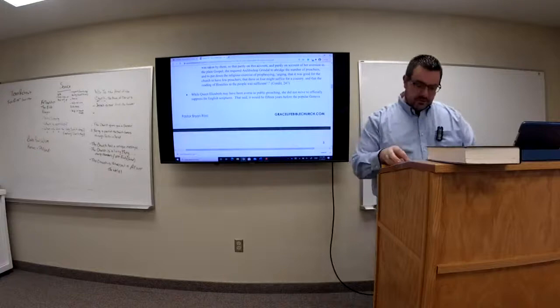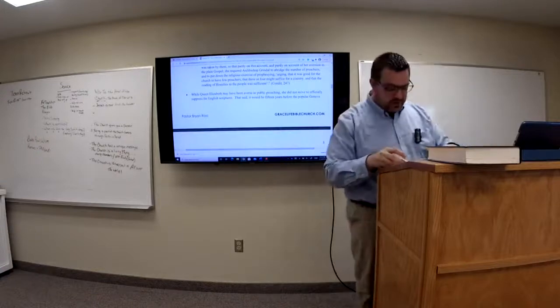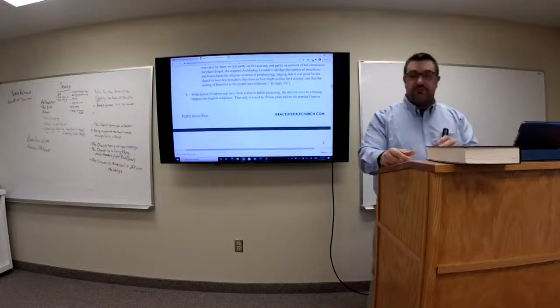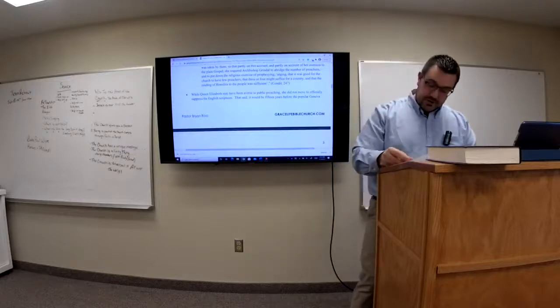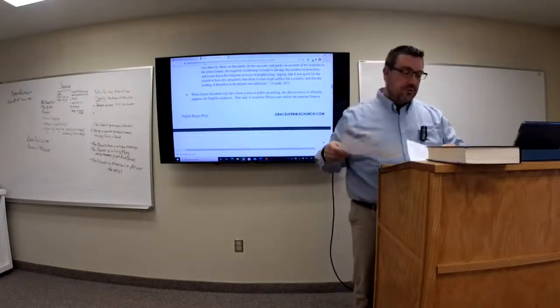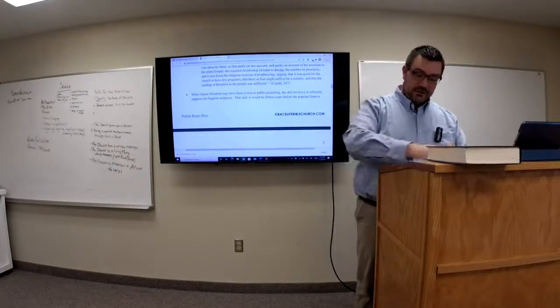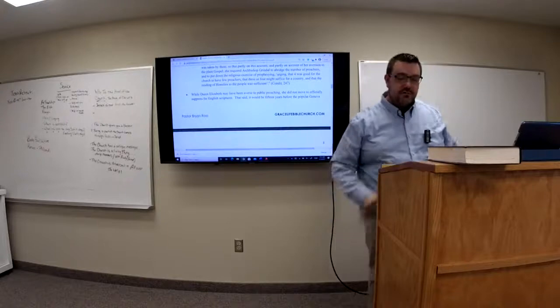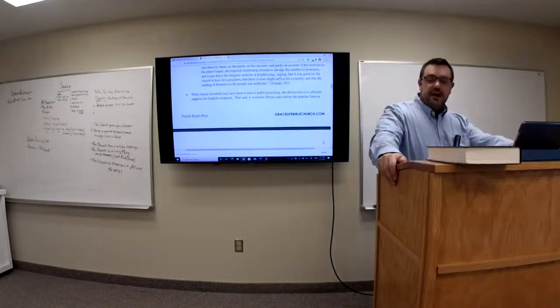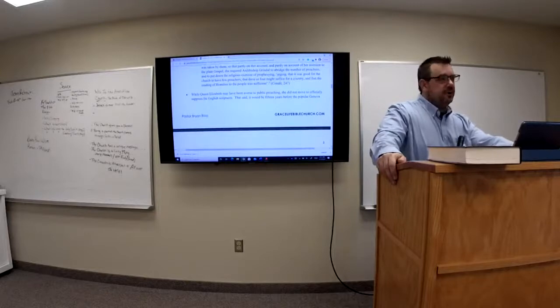So bottom of page 2, while Elizabeth may have been averse to public preaching, she did not move to officially suppress the English scriptures. That said, it would be 15 years before the popular Geneva Bible would be published on English shores. Condit suggests that this points toward the fact that some within the Anglican Church did not relish the popularity of the Geneva Bible.